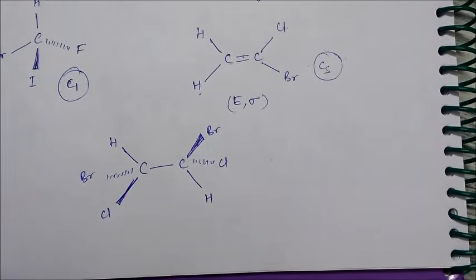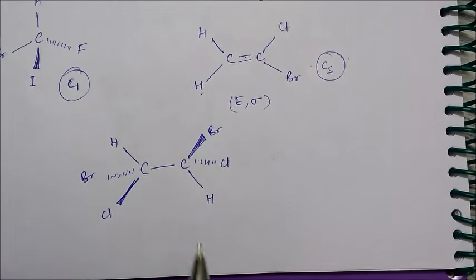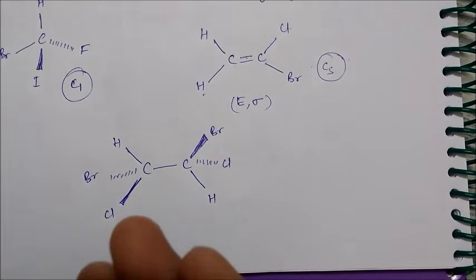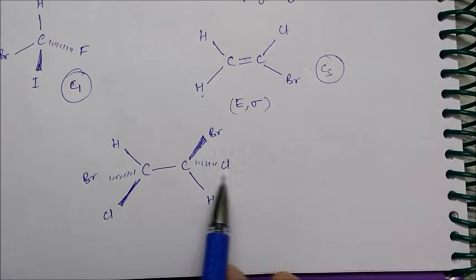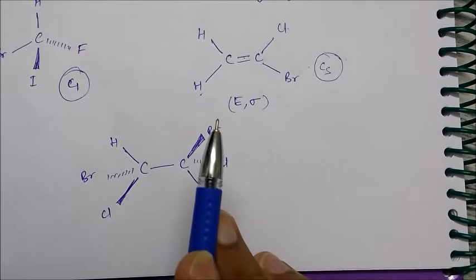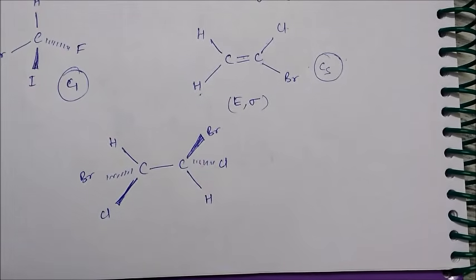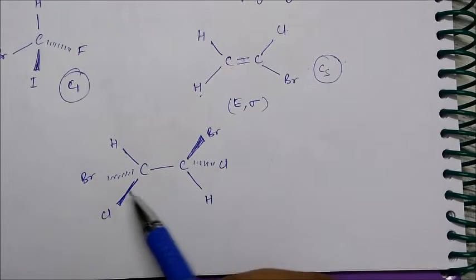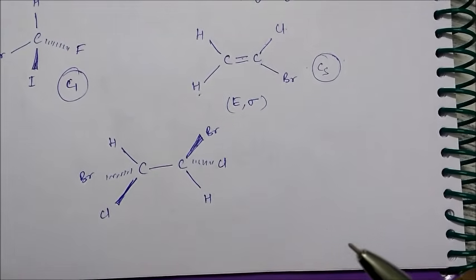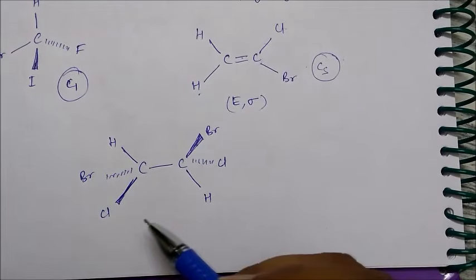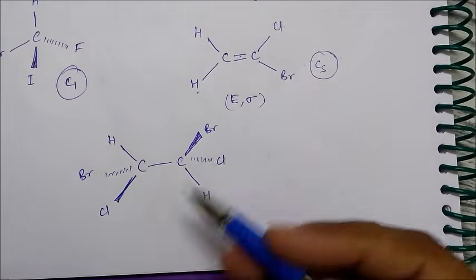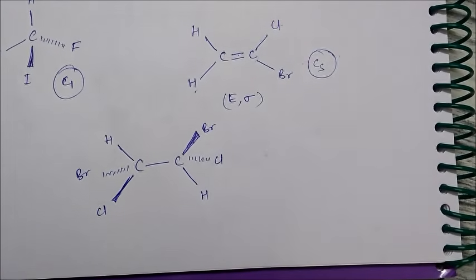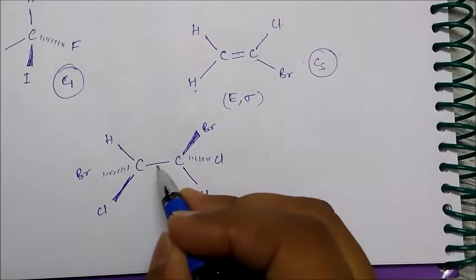If I have a molecule like this, what it signifies is that on this carbon the chlorine is coming out of the paper, bromine is going inside the paper, and on this carbon this bromine is coming out of the paper and this chlorine is going inside the paper. Is there any axis of symmetry? No, there is no axis. You cannot rotate this molecule in any way. Is there any plane of symmetry? No, there is no plane. You cannot find any plane which will cut this molecule into two equal parts. So we only have a center of symmetry.